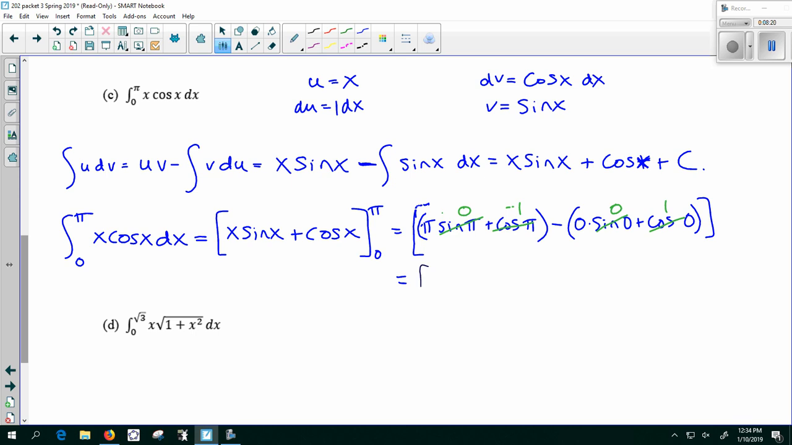So this becomes pi times 0 is 0 plus the cosine of pi, so negative 1, minus 0 plus 1, which is 1. Negative 1 minus 1 is negative 2.